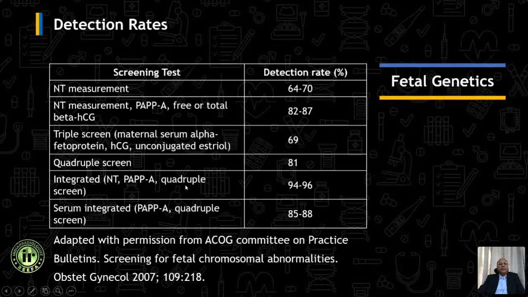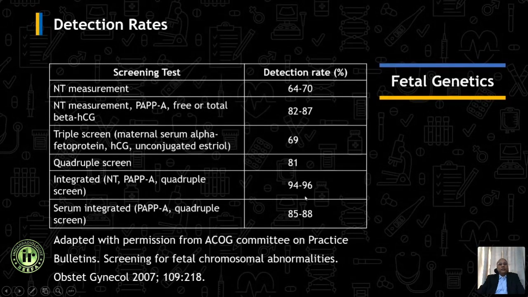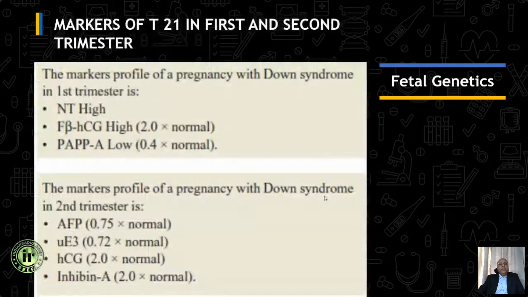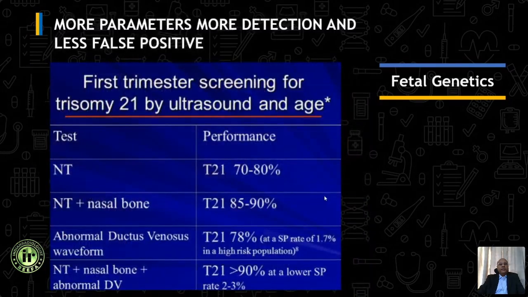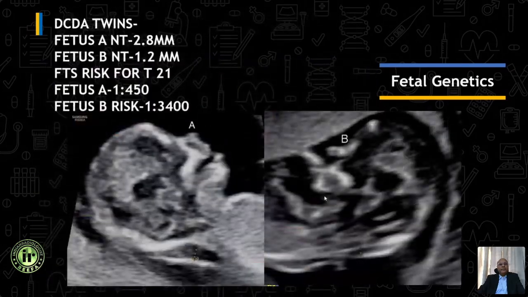So if you see here, it is the integrated scan which uses first trimester NT, PAPP-A, quadruple screen, which gives 94 to 96% detection rate. So the more parameters we use, the more detection rate and less false positive rate.